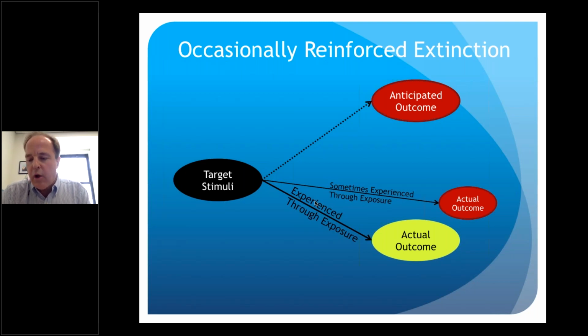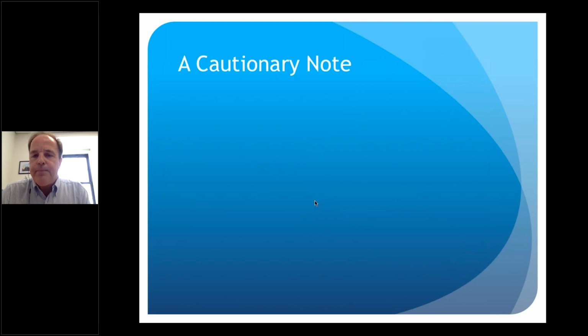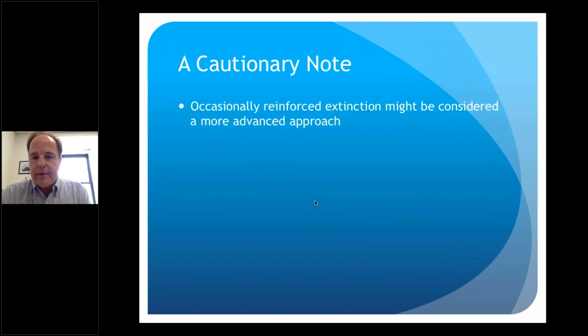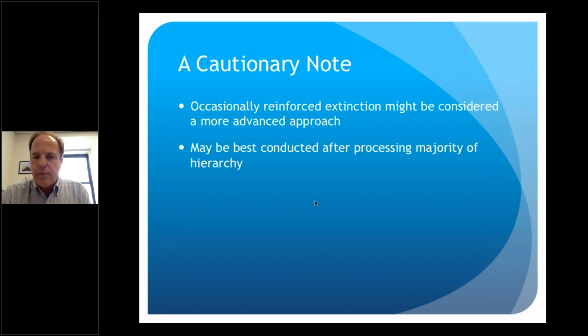And I made this bubble smaller deliberately because the actual outcome may not be anywhere near as dramatic as the anticipated outcome. So here's my cautionary note about this. Occasionally reinforced extinction probably is something that you might plan for and develop later in treatment. So this is not something to do early. This is a later stage portion of the inhibitory learning model. Probably best after you've processed the majority of the hierarchy with the client.